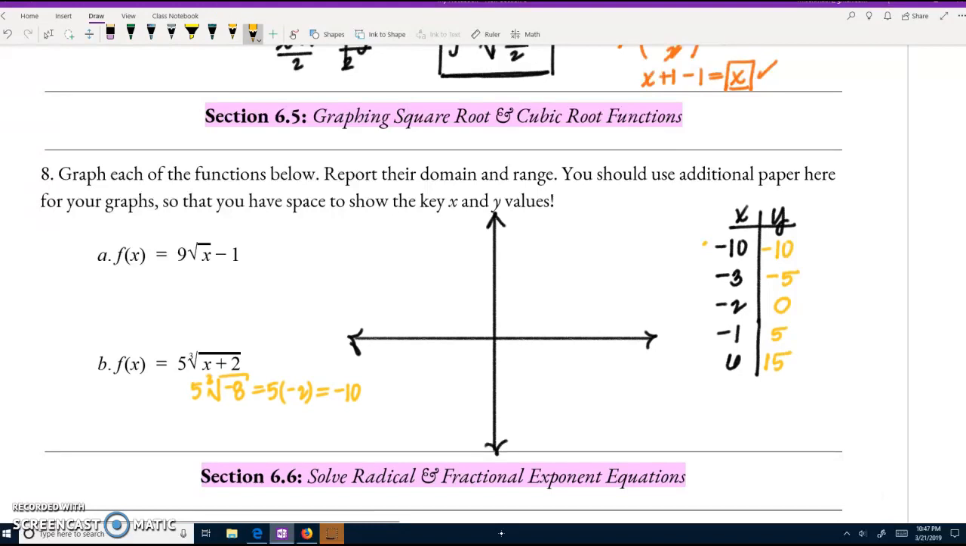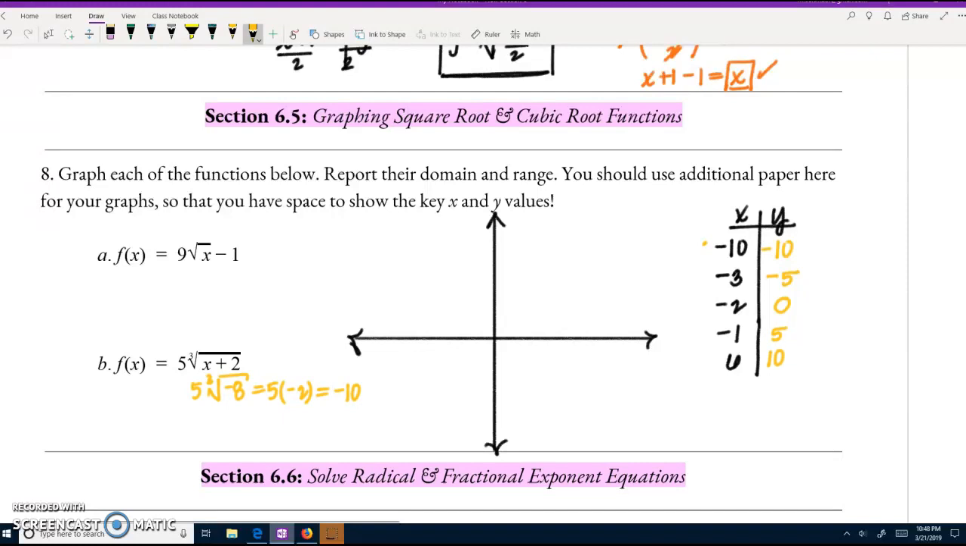So that's my, oh, I'm sorry, that one I messed up right there. I said 5 times 3 when I plug in 6, but I meant 5 times 2, so that's going to be a 10 here. So let's get that sketched out.